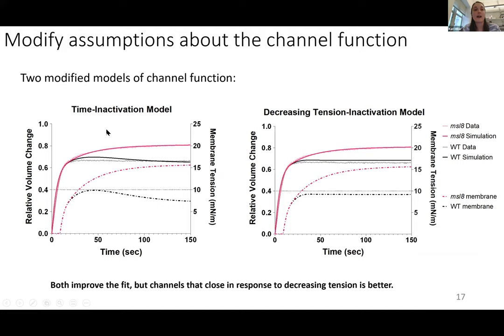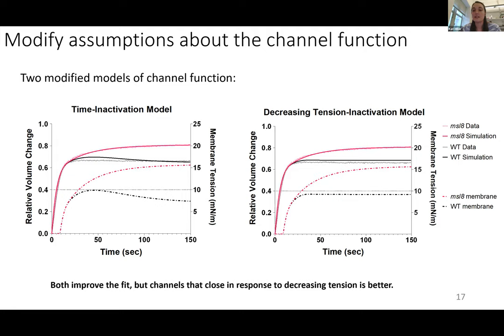On the left here is the time inactivation, and on the right is the decreasing tension inactivation model. Most important to look at are the solid lines here. This is the MSL8 simulation, which still lines up well. And then the wild type is what's most important. We still see an overshoot in the time inactivation, while in the decreasing tension inactivation, the wild type stabilizes pretty well, just like what we see in the experimentals, you can see in the light gray line there. So both improve the fit, but it does seem like the model on the right, the decreasing tension inactivation, not only is simpler, but it does actually give a slightly better fit.